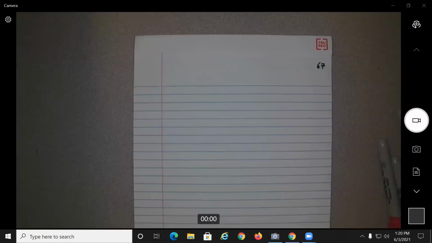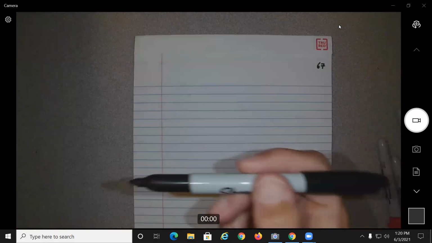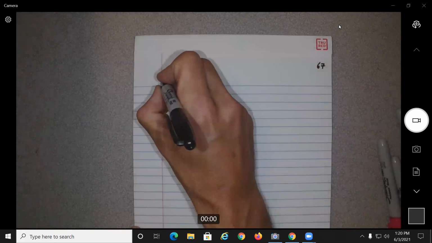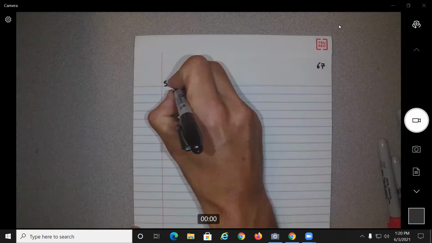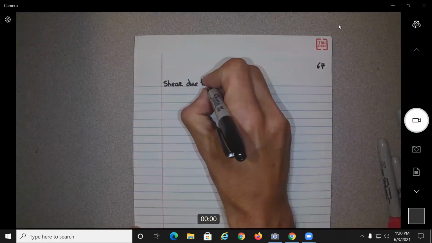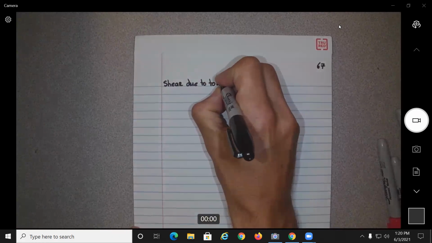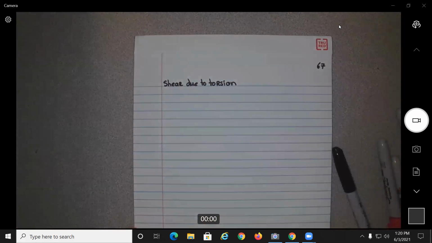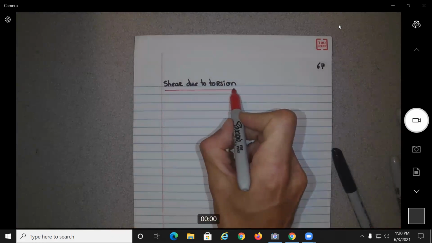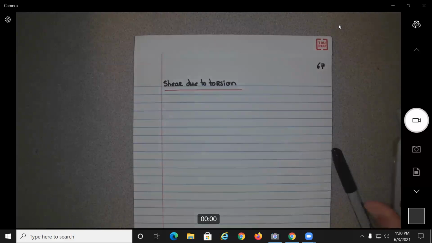Okay, so with this study, the shear, we look at a beam when it's subjected to bending, okay? Might be vertical bending or lateral bending, but let's see what happens when you have torsion. So shear due to torsion.